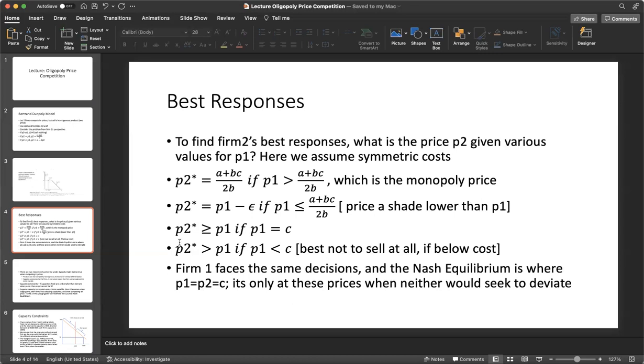Now, if P1 happens to be equal to cost, okay, then P2 star will be greater than or equal to P1. Okay, and you can see that as well. Indifferent siya because if P2 is greater than P1 strictly, then makakabenta ba si firm 2?